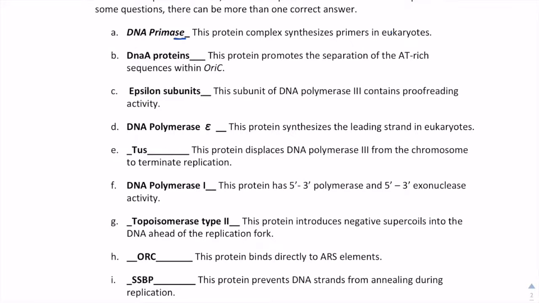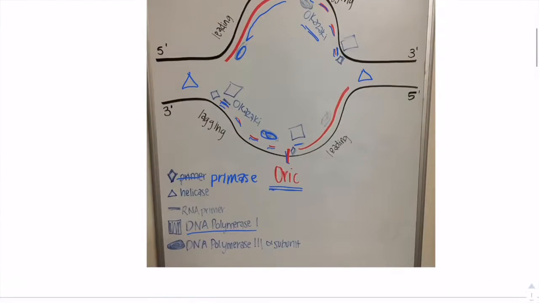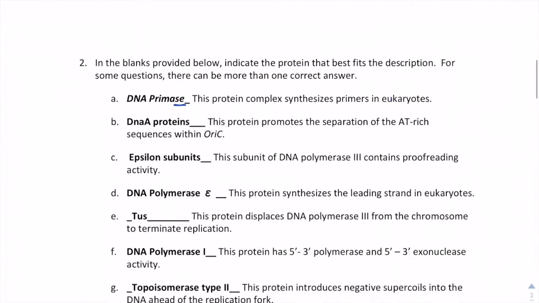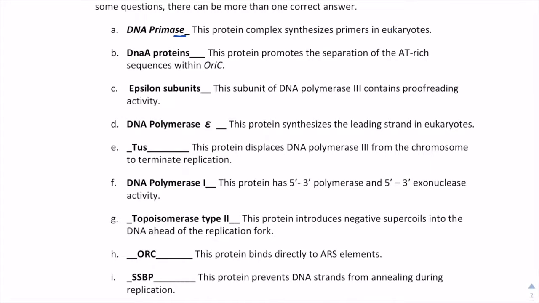The epsilon subunit is the subunit of DNA polymerase 3 that contains proofreading activity. And then DNA polymerase epsilon, that's the same thing, epsilon. This protein synthesizes the leading strand in eukaryotes. And then the Tus, that's the protein that displaces DNA polymerase 3 from the chromosome to terminate replication. DNA polymerase 1, if you remember from up in number 1 with the drawings, its role is to remove the RNA, and it removes it in the 5 to 3' direction as well as synthesizes in the 5 to 3' direction.